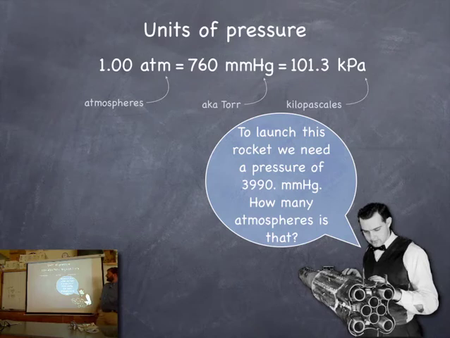So to launch the rocket, we need a pressure of 3,990 millimeters of mercury. How many atmospheres is that? Figure it out. Grab your calculator. I'm asking you to convert 3,990 millimeters of mercury into atmospheres.